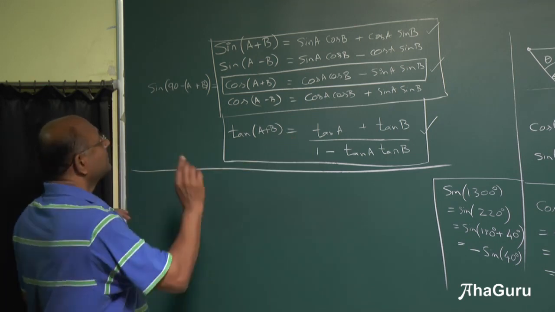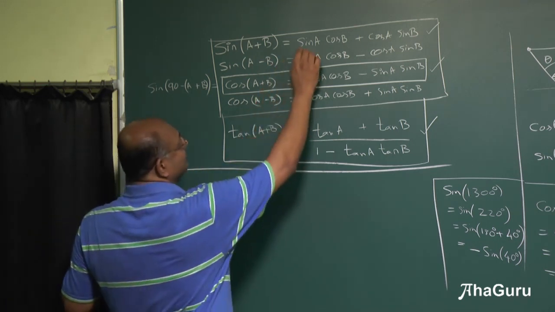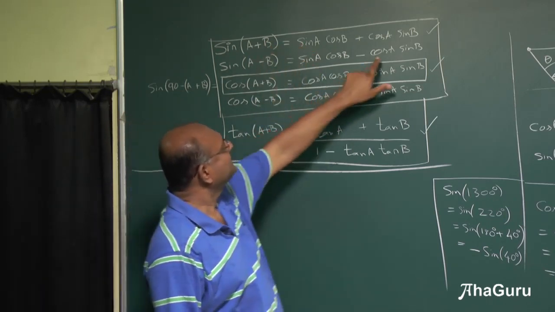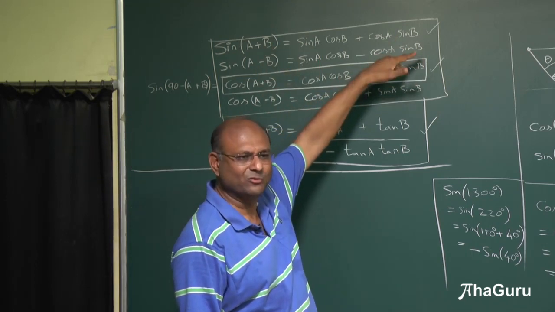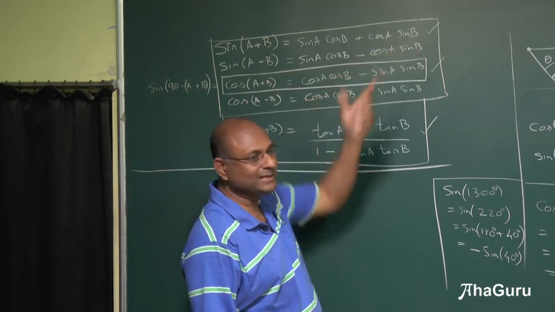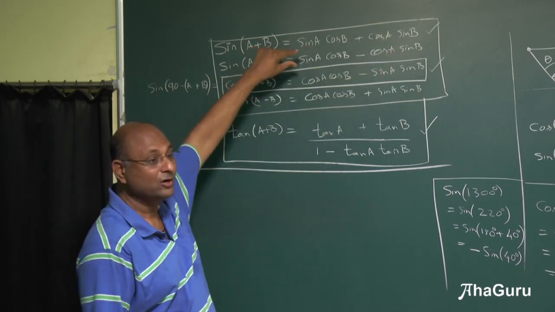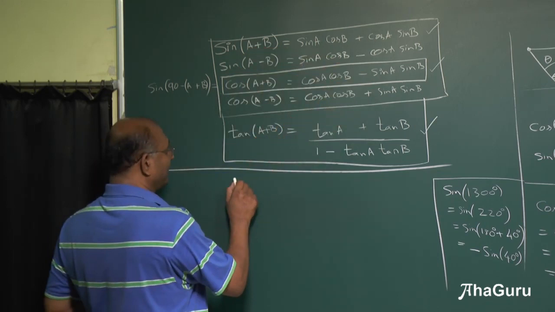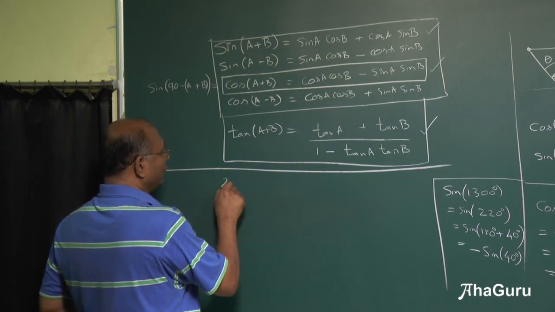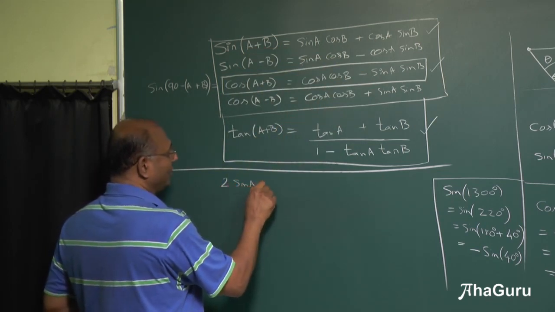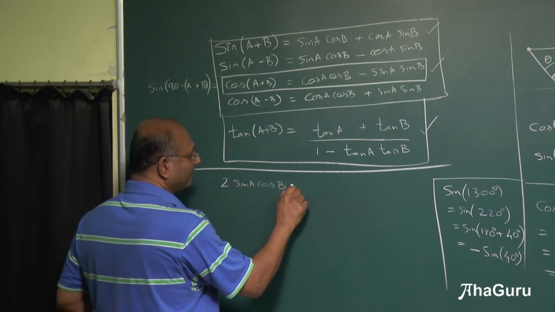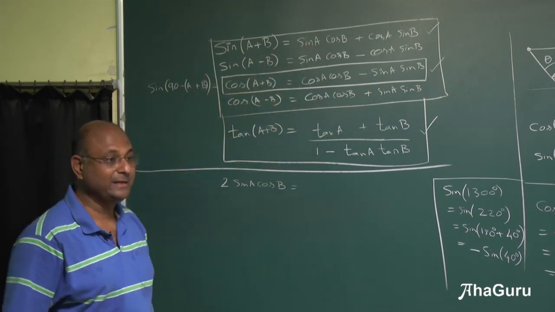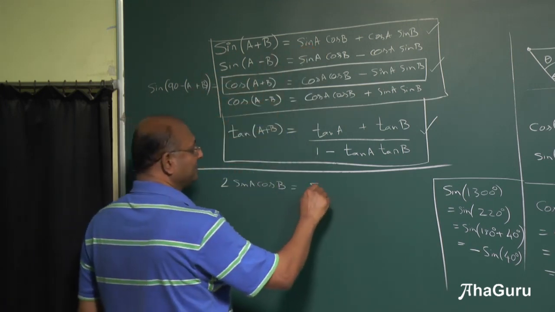Okay. So just look at this and look at this. Don't you feel like this guy and that fellow is almost the same, no? If I add, this will cancel out. And what will I be left with? 2 sin A cos B. So then that's a very useful formula. So I can say 2 sin A cos B is sin of A plus B plus sin of A minus B.